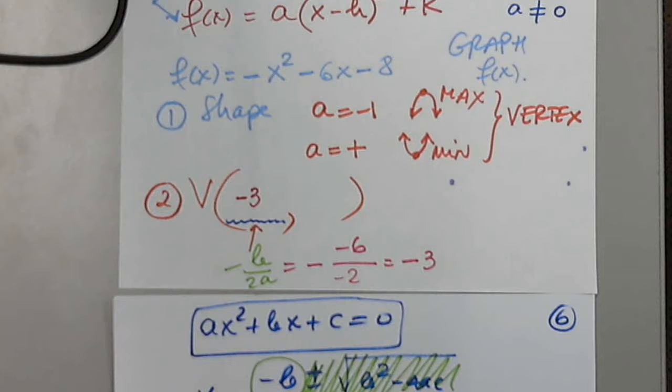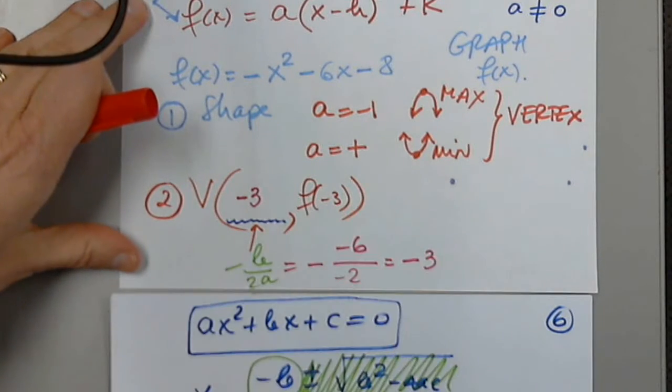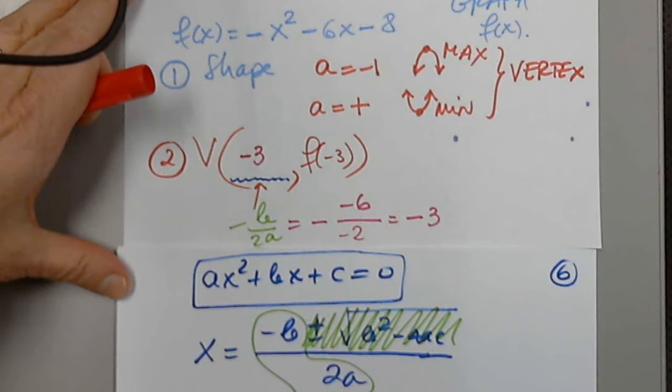So I have a function, and I have the x value. What is the only way to determine the y value? Plug x in the equation. Thank you. This is f of -3. Very good. So f of -3 is -3 squared minus 6 times -3 minus 8.